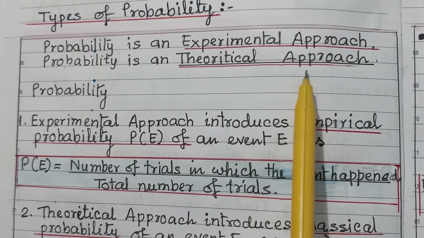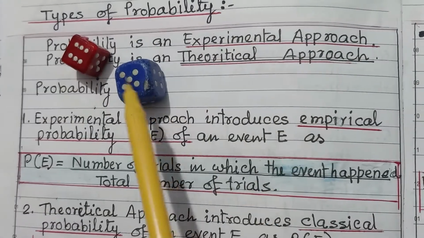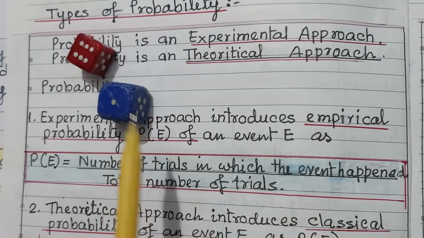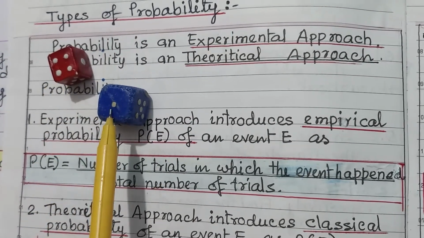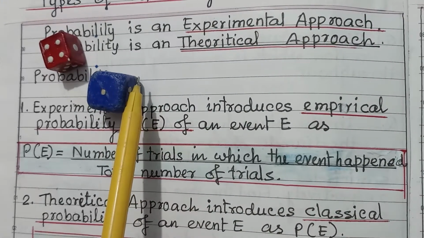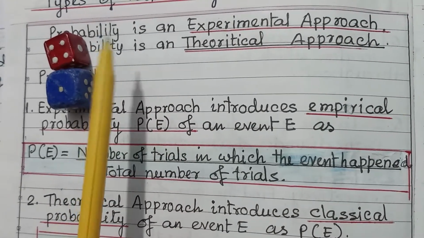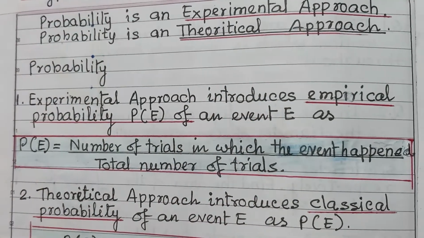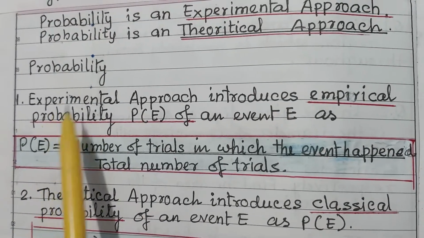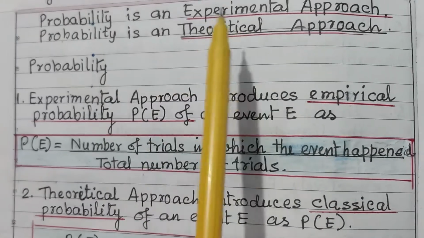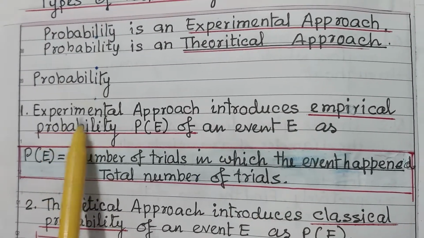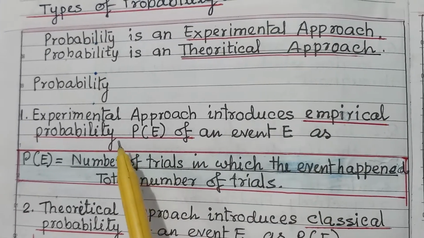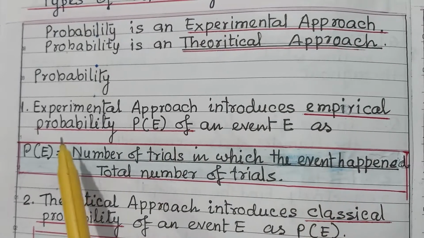Now the theoretical approach. Suppose I have thrown 2 dice together. Here it is 6 and 5. Next time it may be 4 and 1. How many possibilities are there? That is the theoretical approach, where by calculation we find it. So probability is of 2 types. The experimental approach introduces empirical probability. The experimental approach is called the empirical probability.